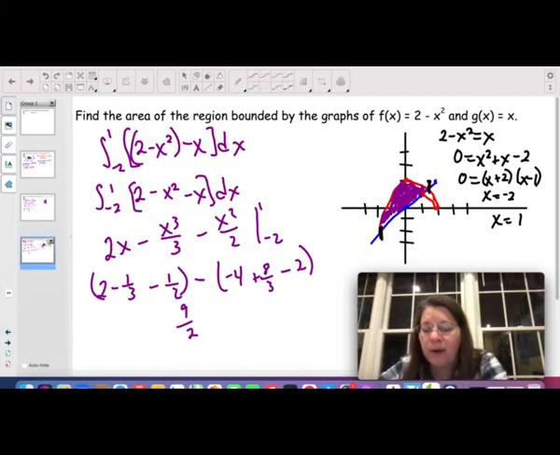The top function minus the bottom function, figure out where those two functions intersect to find your a and b, and you can find the area between two curves.